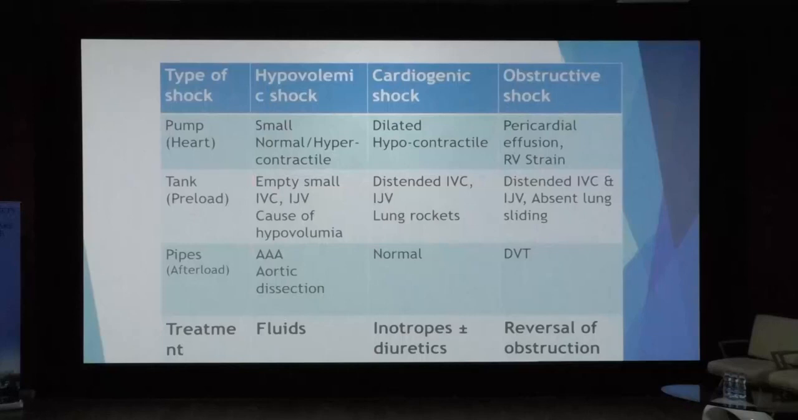So the treatment differs. In hypovolemic shock, we give fluids. In cardiogenic shock, we give vasopressors and inotropes along with diuretics. And in obstructive shock, we see what the cause of the obstruction is and try to relieve that obstruction as early as possible.